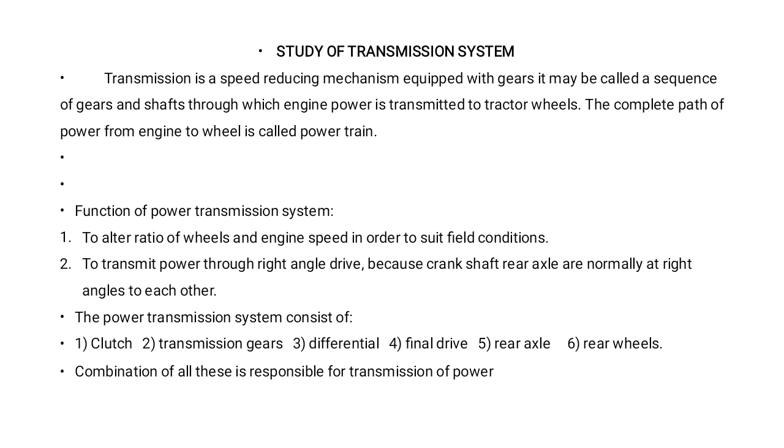The function of the power transmission system is to alter the ratio of wheel speed to engine speed in order to suit the field condition, and to transmit the power through a right angle drive, because the crankshaft and rear axle are normally at right angles to each other. The power transmission system consists of the clutch, transmission gear, differential, final drive, rear axle, and rear wheels, and the combination of all these is responsible for transmission of power.